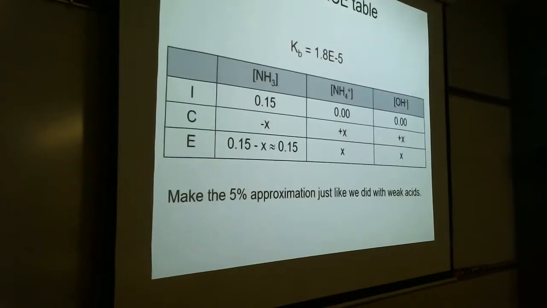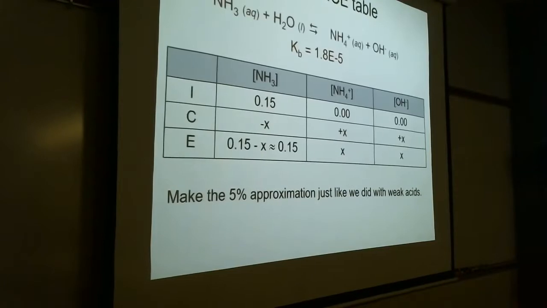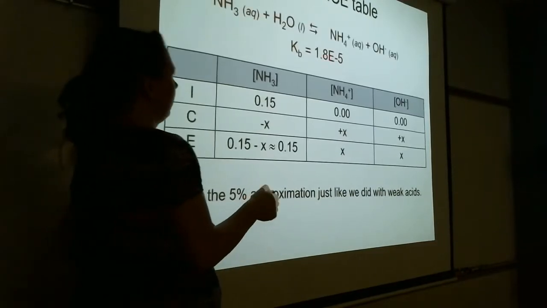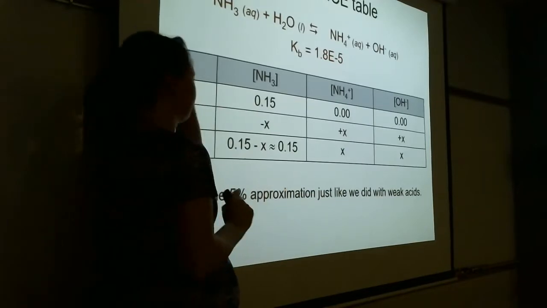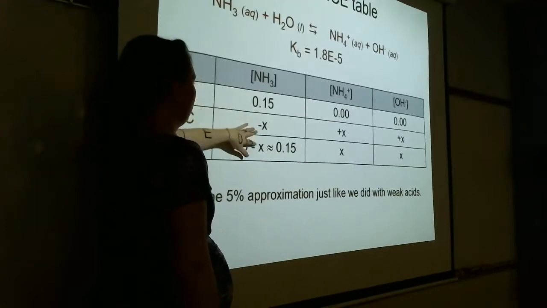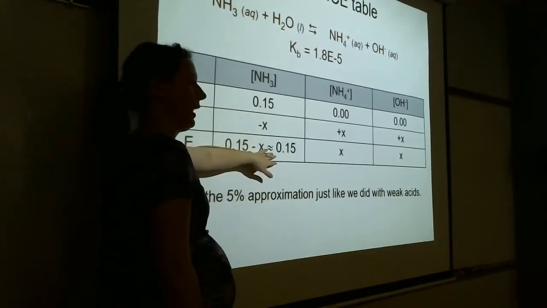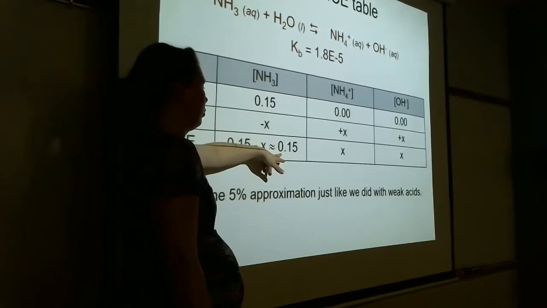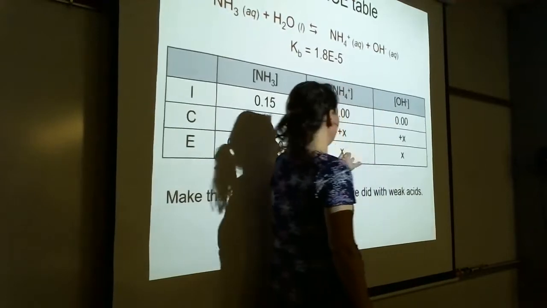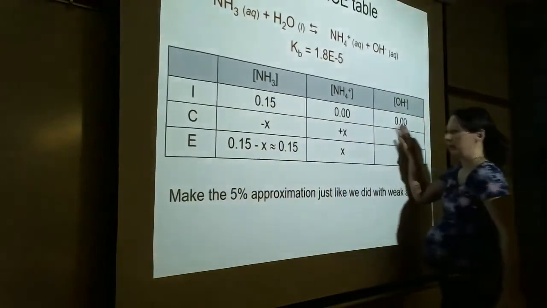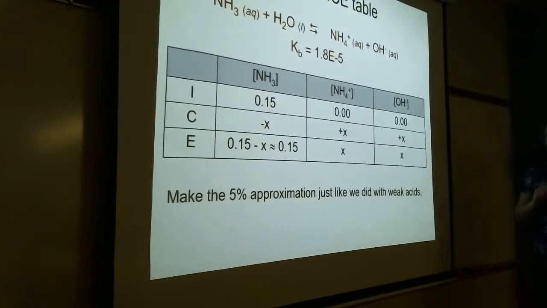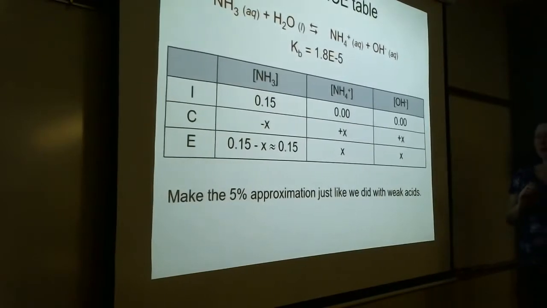Now when we make our ice table, we're going to make the 5% approximation. Why? Kb is less than 1, right? So the problem told me it was 0.15 molar to begin with. So it's going down by x. So we're assuming that x is so small that it's not going to be a huge impact at equilibrium. These two values are initially 0. They're going to go up by some quantity x. Okay, so we're doing the exact same setup in terms of our ice table as we did with weak acids.